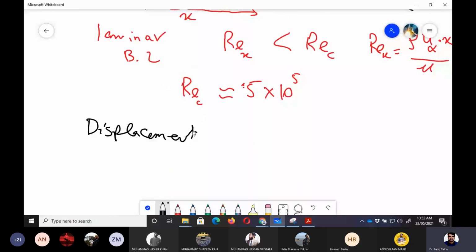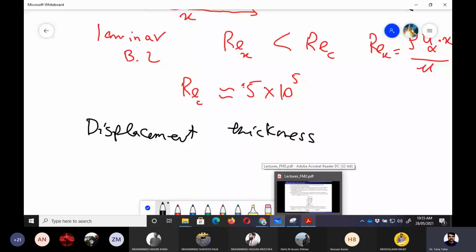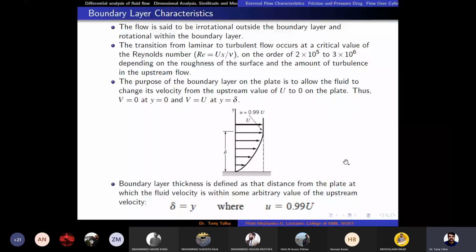So what is displacement thickness? There is another parameter we will define after displacement thickness. So let me explain what displacement thickness is. Why do we need to define displacement thickness once we have got boundary layer thickness? Because this 99% is a very arbitrary value, so that doesn't reflect the true nature of the effect of the boundary layer.